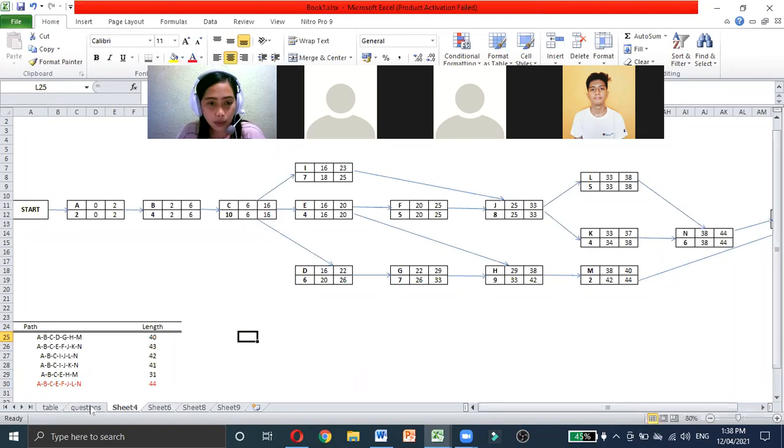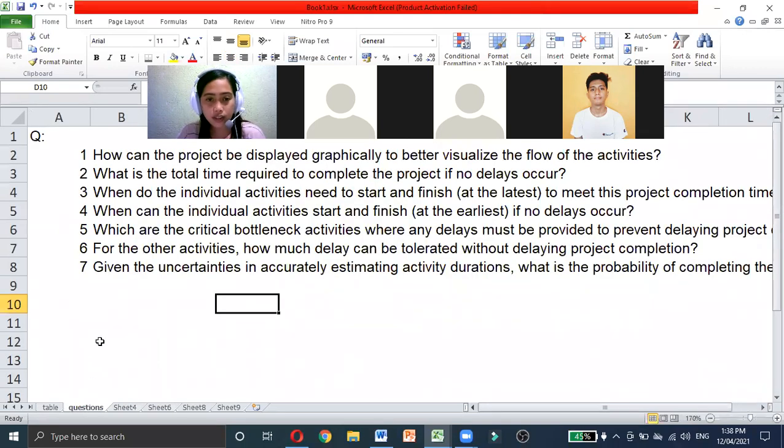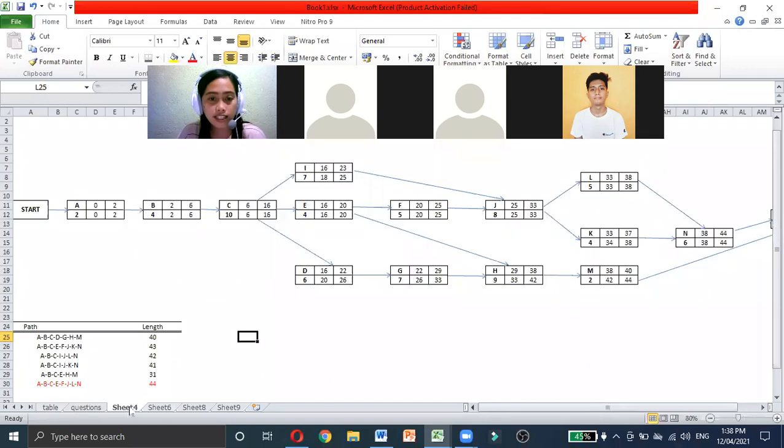Going back: for the other activities, how much delay can be tolerated without delaying project completion? Now, give me the slack. So this is about slack. Okay, here. What is the slack? 0. 0.